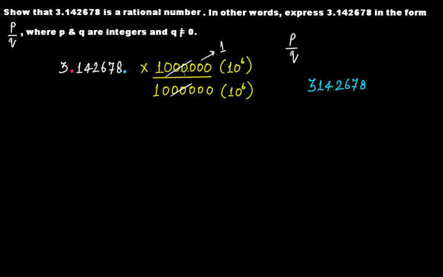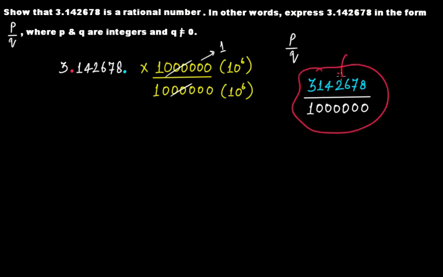But what it will help is, now by this 10 raised to the power of 6, your decimal point will come after 8, and this is this number, and here you have 10 raised to the power of 6, so this is 1, 2, 3, 4, 5 and 6 zeros. So this is now of the form p by q, where p is 3142678 and q is 1000000.